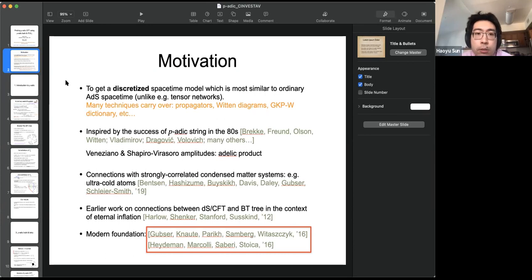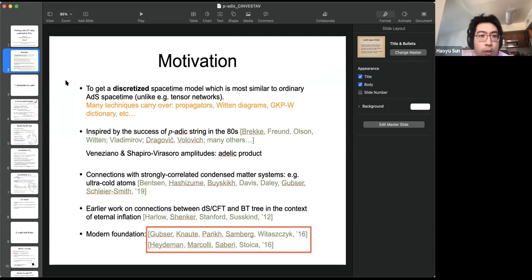So first, let me talk about the motivation. The p-Adic holography is a nice way to get a discretized space-time model, which is as similar to ordinary AdS space-time as possible, unlike other toy models like tensor networks. And the advantage of doing p-Adic holography is that many techniques in the usual holography carry over, such as propagators, Witten diagrams, and the GKPW dictionaries, etc. It is partially inspired by the success of p-Adic string back in the 80s.